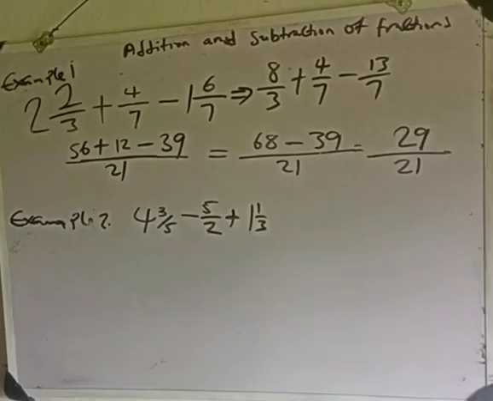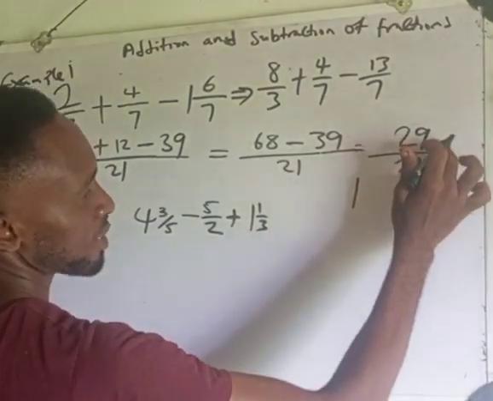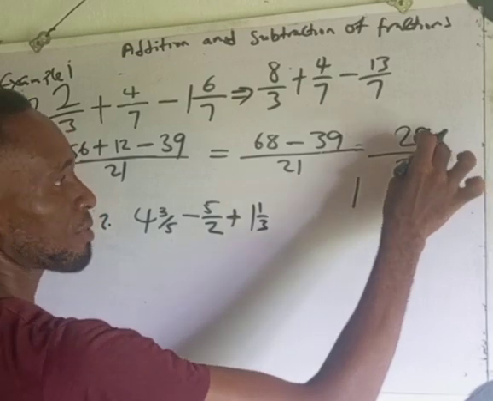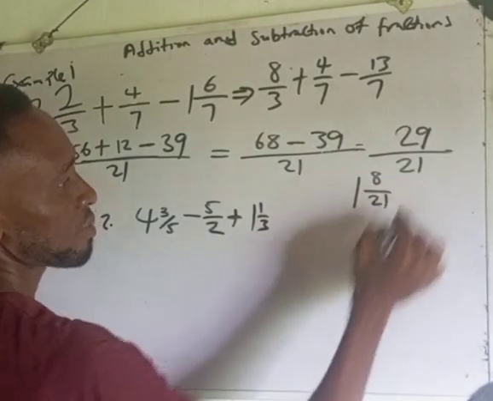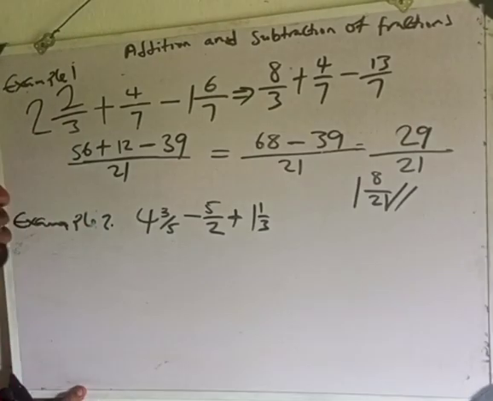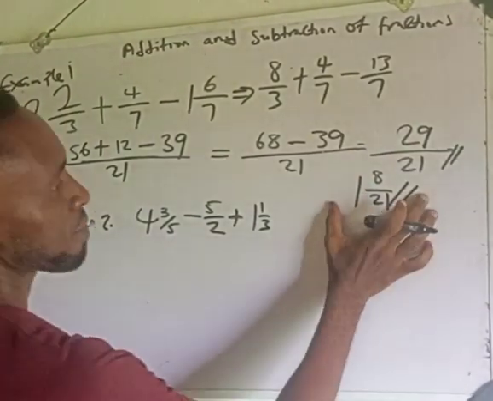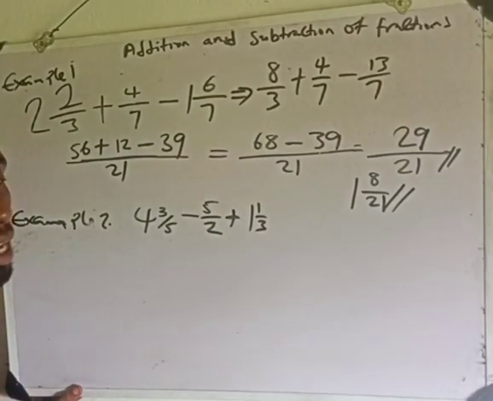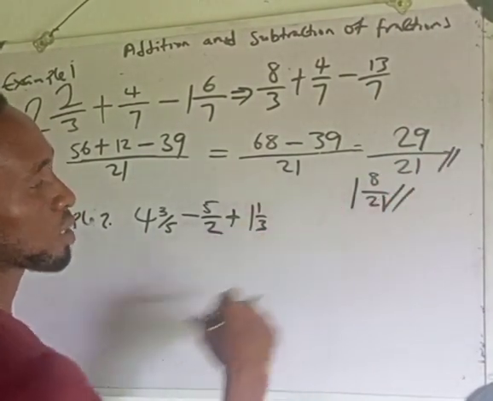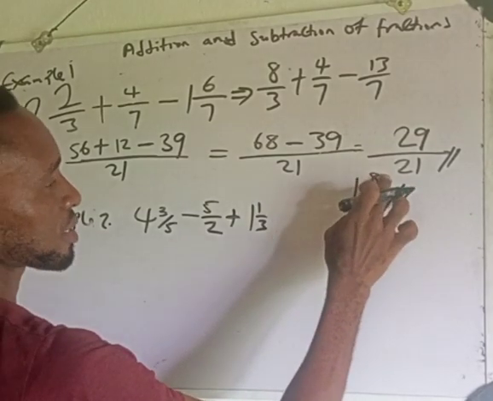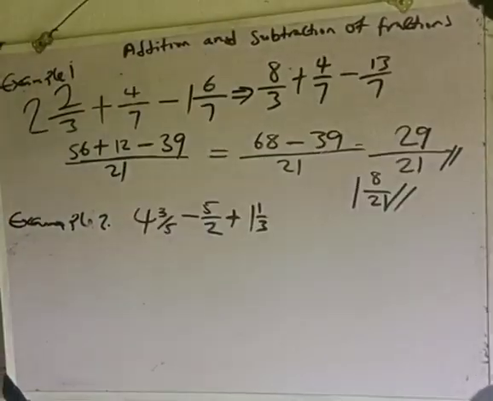Now, this 29 over 21 is the same thing as 1 whole number. What is left here after 21? Is left 8, right? 8 over 21. This is my answer. Remember, if you leave it like this, you are not wrong. But in mixed number format, this is my answer. If I want to change this to mixed number again, it's the same thing as saying 21 times 1, 21 plus 8, 29 over 21. So it's exactly the same thing.